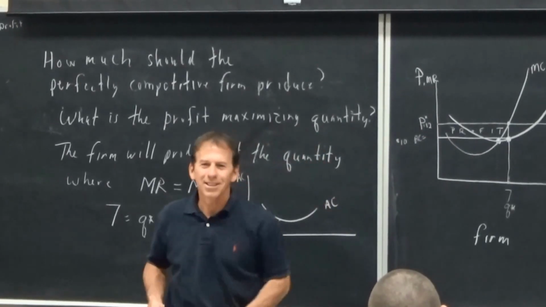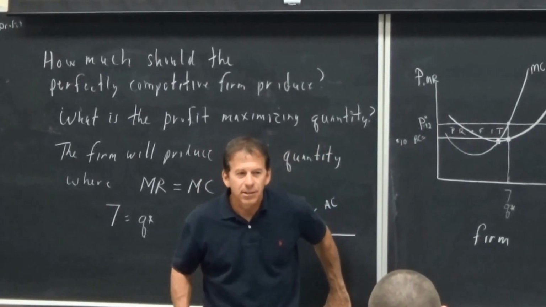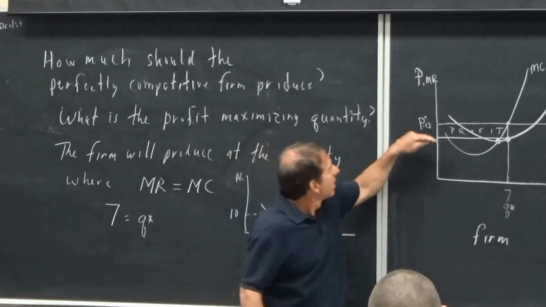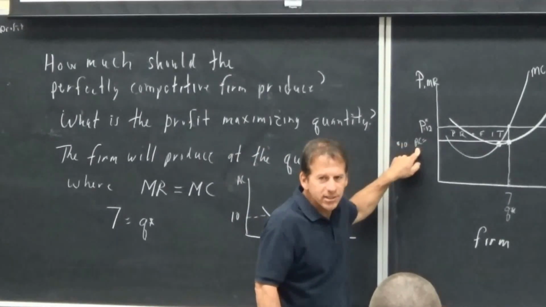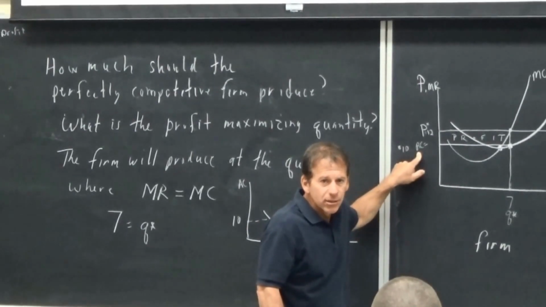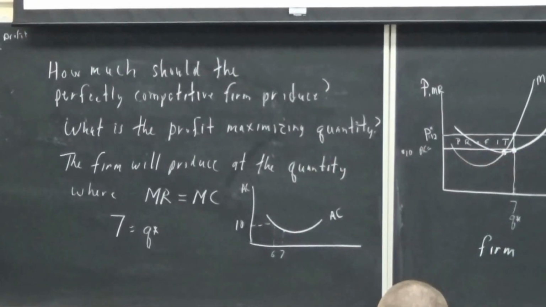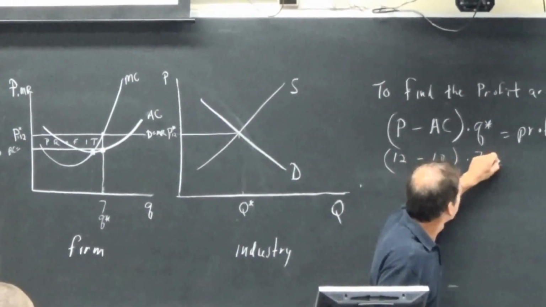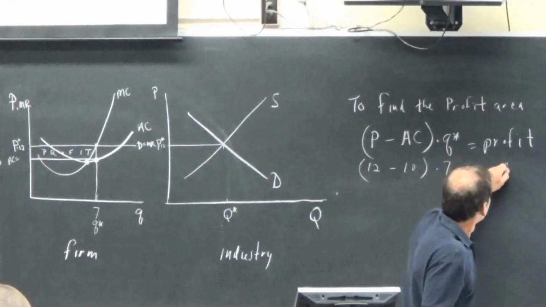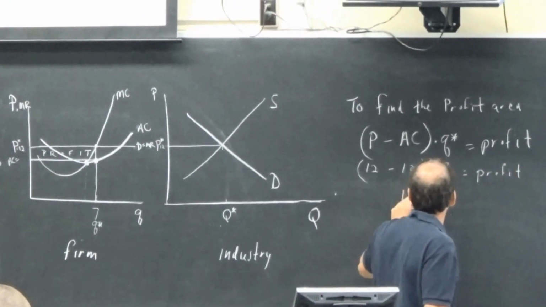14. Okay, because my price is 12 and the average cost is 10. So you're making $2 a unit and you're selling 7 units. So your profit in my question here is going to equal 14.